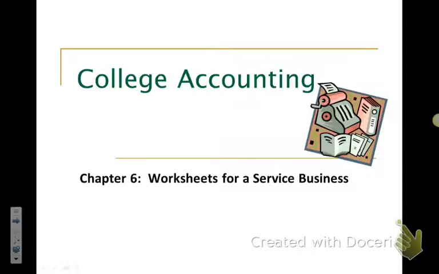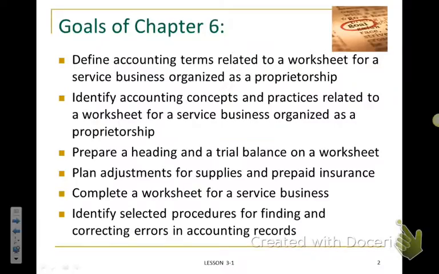We're working with Chapter 6, and we're going to learn about worksheets for service businesses. These are the things we're going to learn about in this chapter. We're going to learn what a worksheet is and the concepts or terms associated with it. We're going to learn about the practices associated with creating and preparing a worksheet. We're going to learn about what the trial balance is and why that's an important tool in accounting.